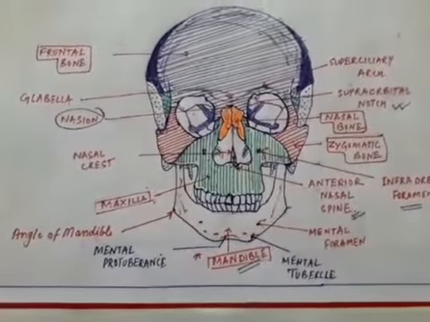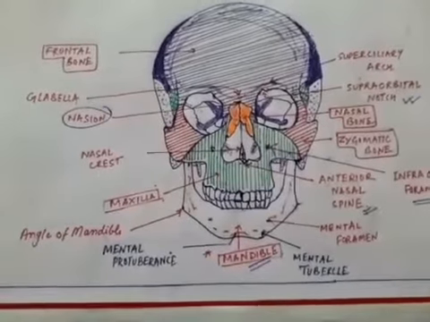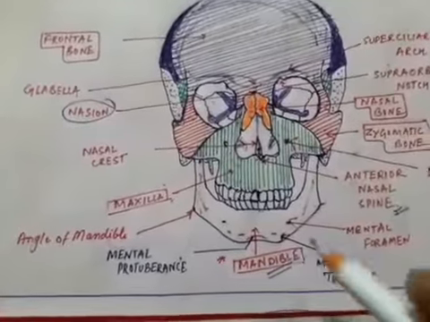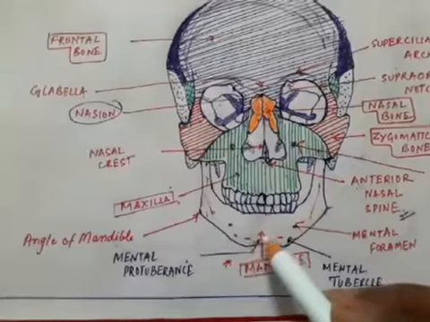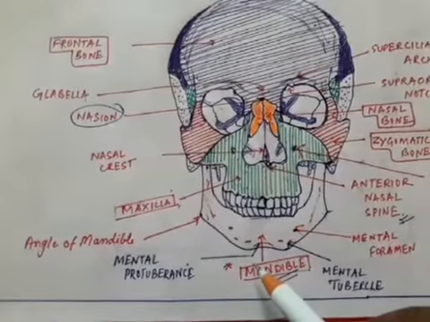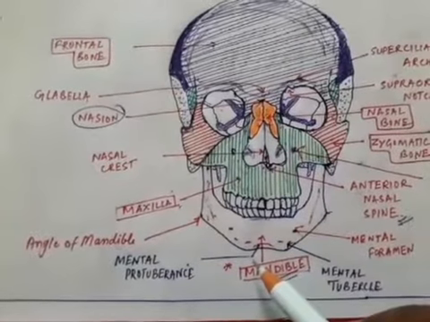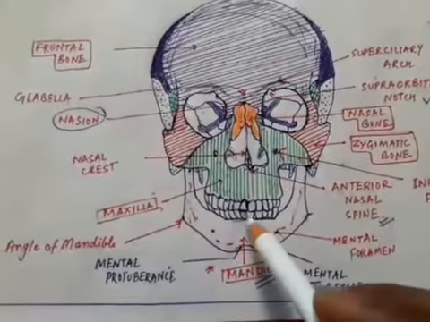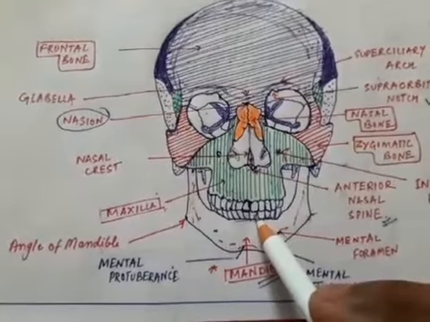Body of mandible is again divided into two parts. The lower part is called the base of the mandible and the upper part is the alveolar part of the mandible. Alveolar part of mandible, nothing, just contains the teeth and is resorbed when the teeth are removed.